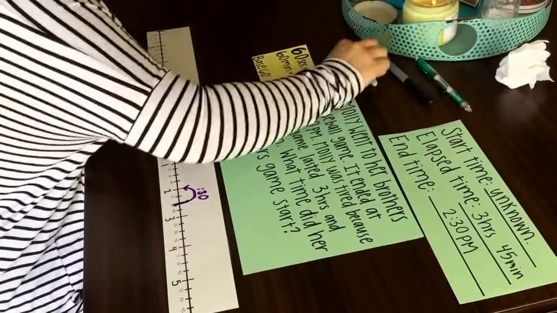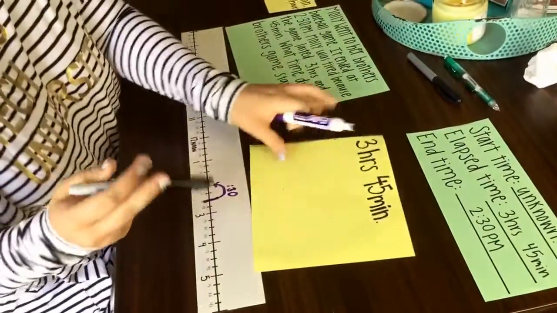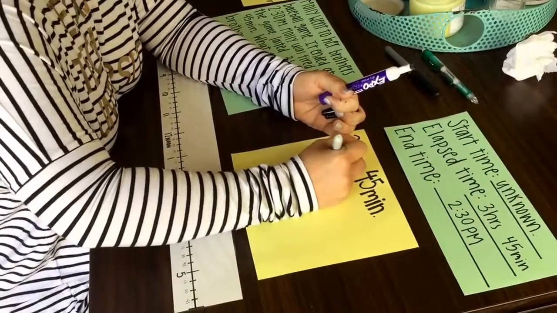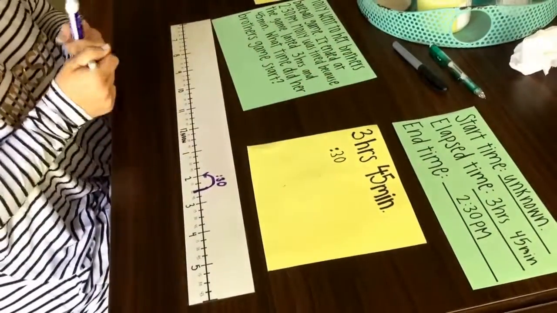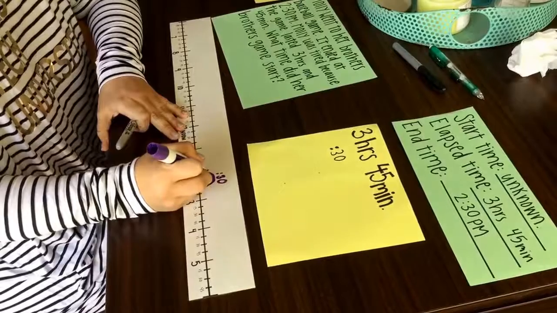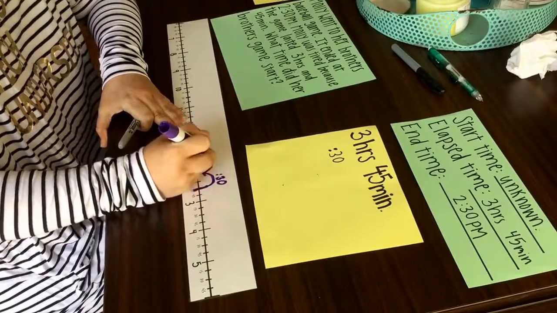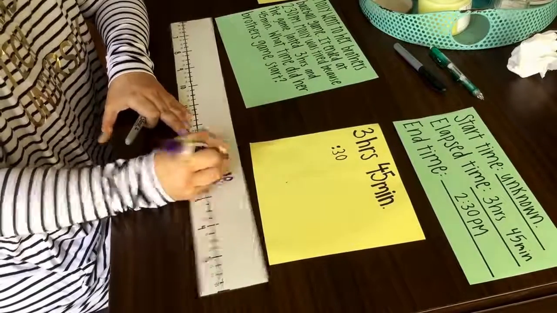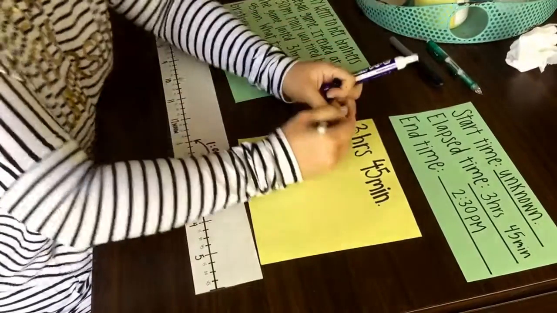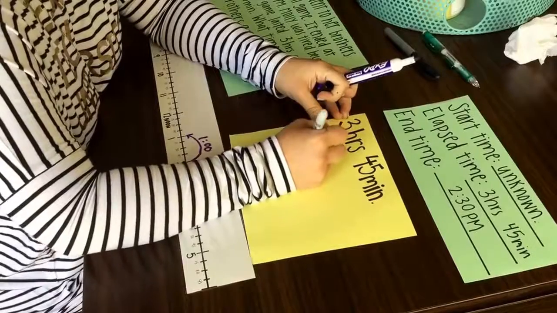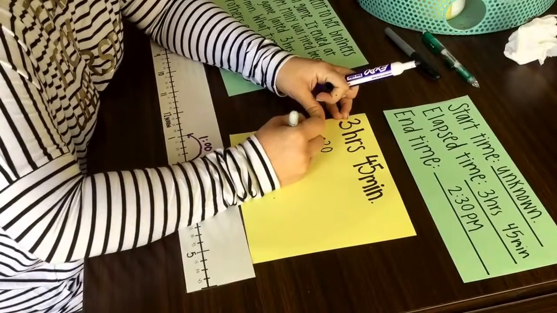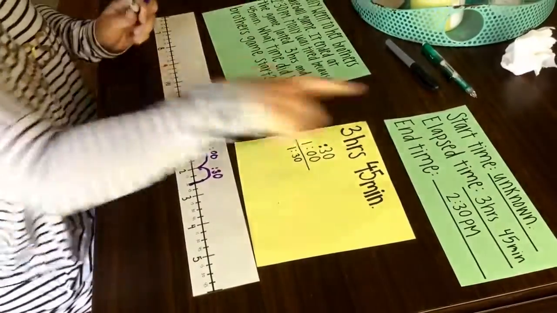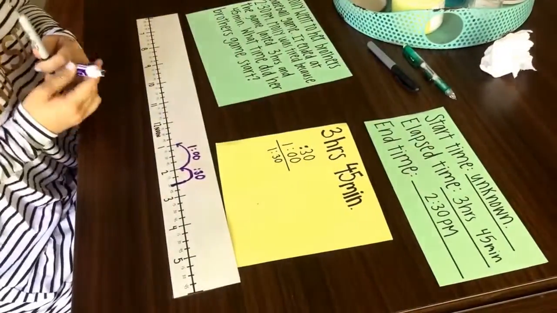We can track it on our time tracker over here. So the first jump we made was 30 minutes. The next jump we're going to make is going to be an hour to get us to 1 o'clock. So 1 hour. We can track it over here. So far we've jumped 1 hour and 30 minutes, and we need to jump 3 hours and 45 minutes because our elapsed time is 3 hours and 45 minutes.